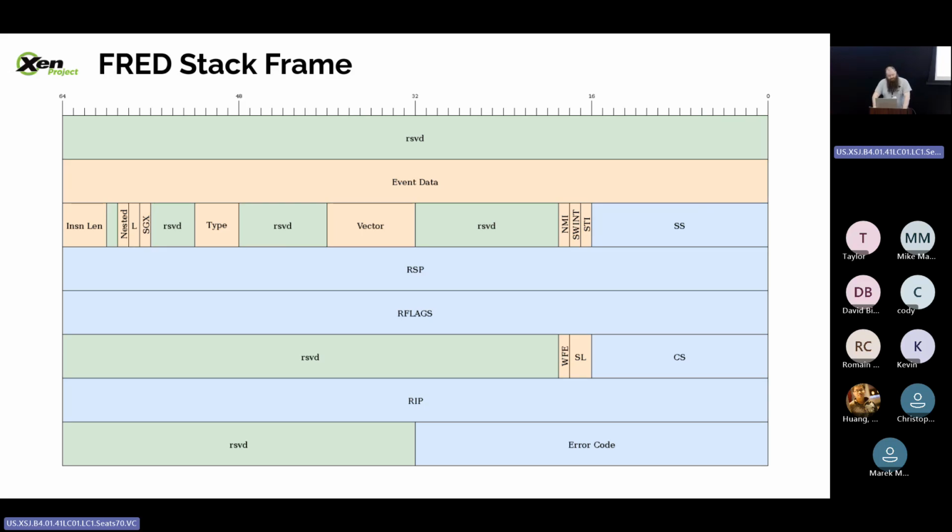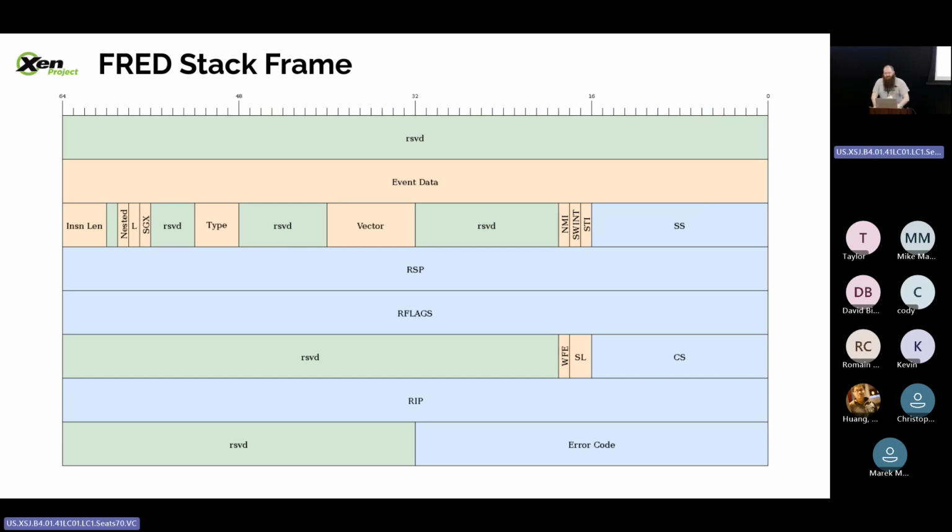The orange, well, it's supposed to be orange, but frankly, it looks more yellow, are the new bits of state that we get from FRED. FRED puts rather more metadata onto the stack, and that is specifically useful for a number of things. And also the green bits and pieces are currently reserved. I've been informed that I must say they are currently reserved by some of the architects that did it. There may or may not be plans to use some of them for new features.